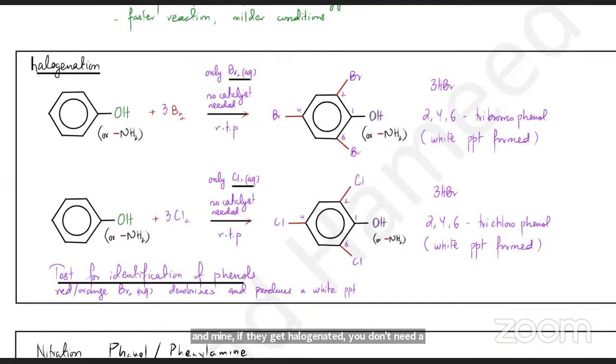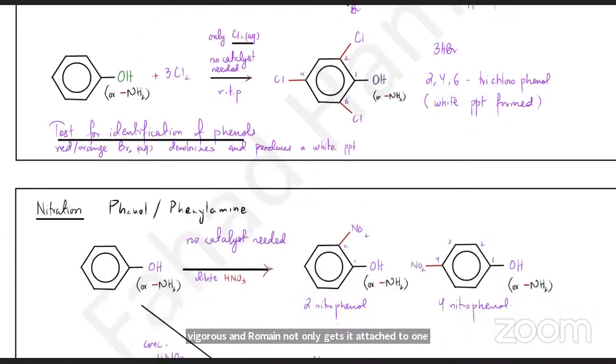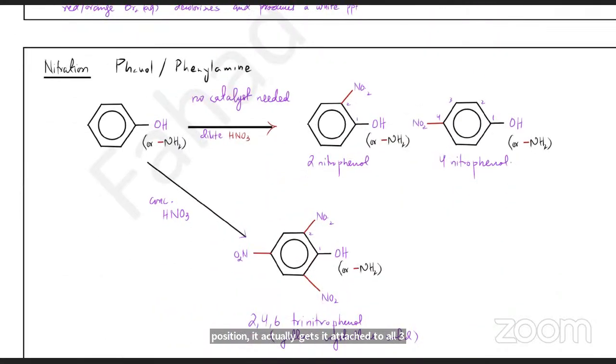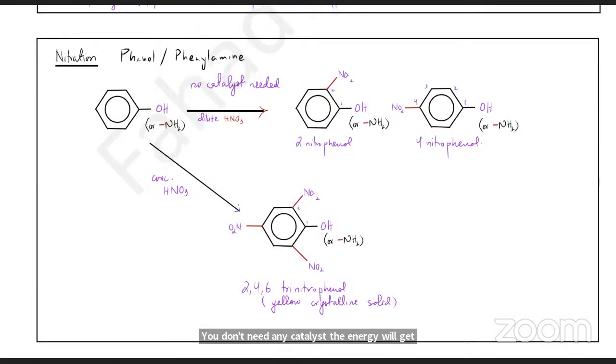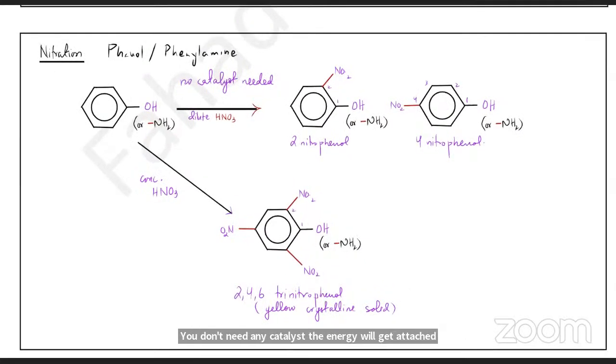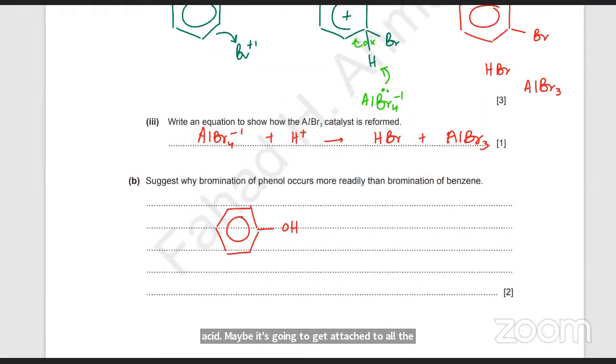The reaction is vigorous. And bromine not only gets attached to one position, it actually gets attached to all three positions. Same with chlorine. 2,4,6. And in nitration also the same thing happens, you don't need concentrated sulfuric acid, you don't need any catalyst. The NO2 will get attached. If it's dilute, maybe one will get attached. If it's concentrated nitric acid, maybe it's going to get attached to all three positions. So in both cases, you no longer need a catalyst. It's the same mechanism, but no catalyst is required.